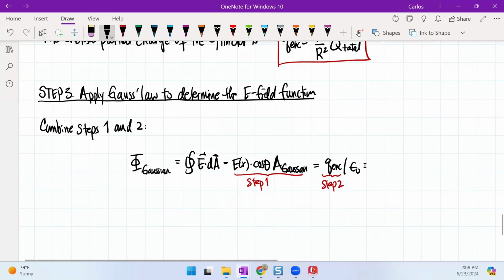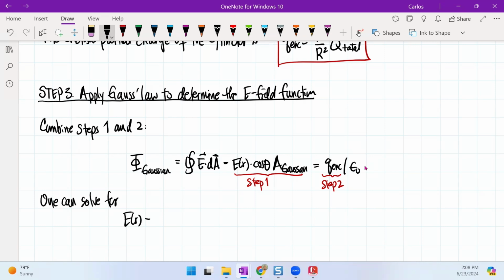Gauss's law says that one can solve for E of r, which is going to be plus or minus Q enclosed over epsilon naught divided by the area of the Gaussian. This is our result of Gauss's law. If I have a sphere, I know how to do this. If I have a cylinder, I know how to do this. And if I have a cube, I know how to do this.